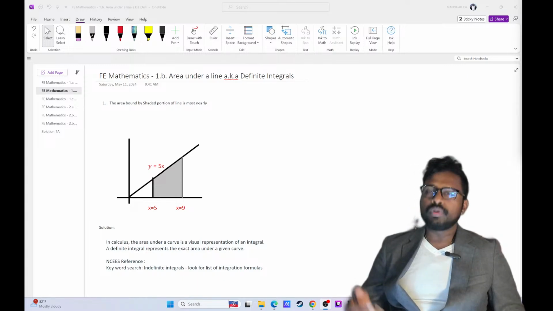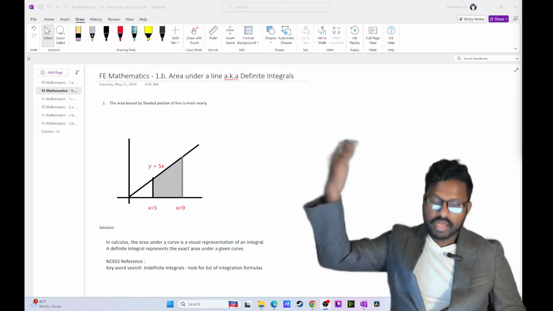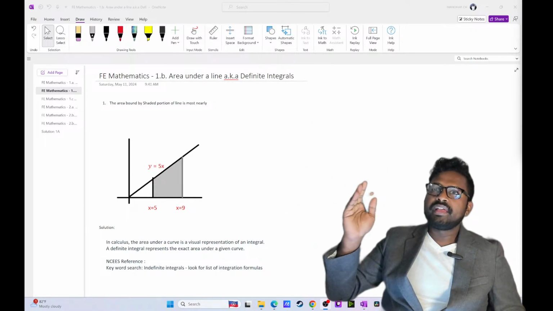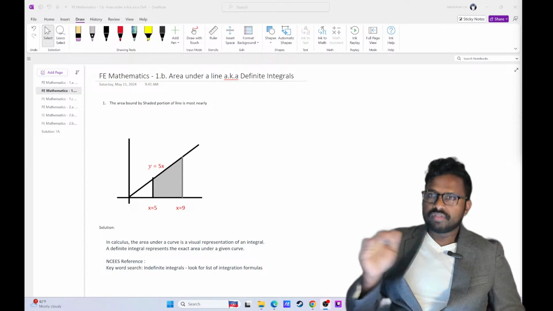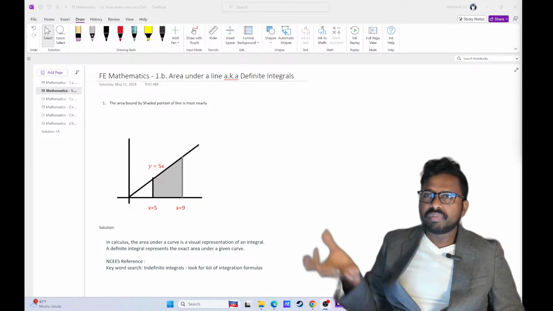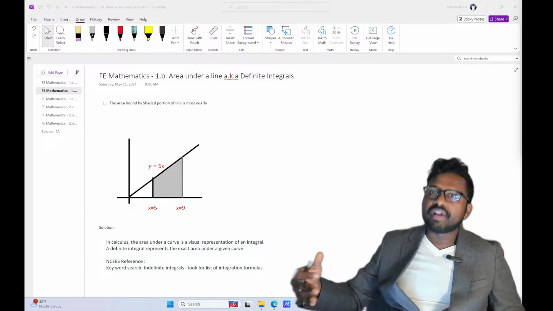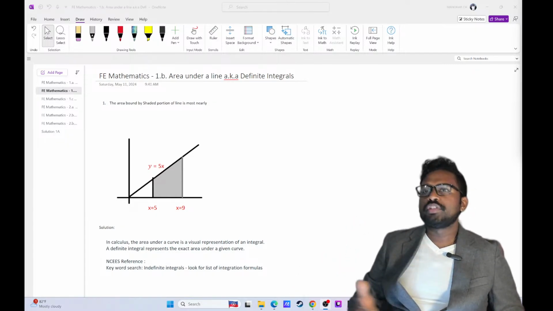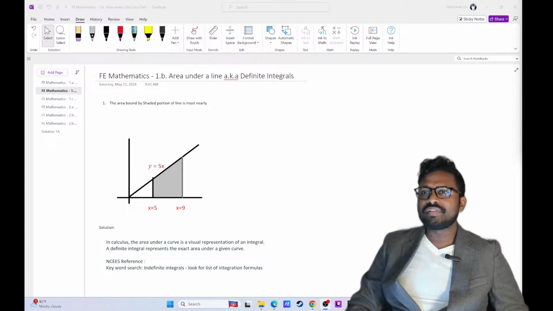A is equal to the integral of x from 5 to 9 of y dx, or A is equal to the integral from 5 to 9 of 5x dx. I simply substituted 5x in place of y. All you have to do is solve this to get the answer. Please try it by yourself. Please pause the video at this point and try it by yourself, and I will see you in a second.